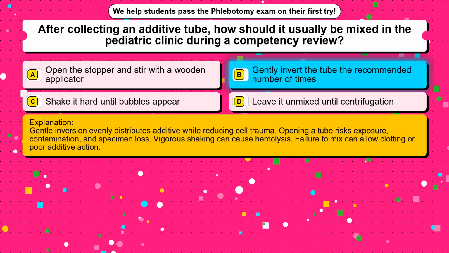Gentle inversion evenly distributes additive while reducing cell trauma. Opening a tube risks exposure, contamination, and specimen loss. Vigorous shaking can cause hemolysis. Failure to mix can allow clotting or poor additive action.